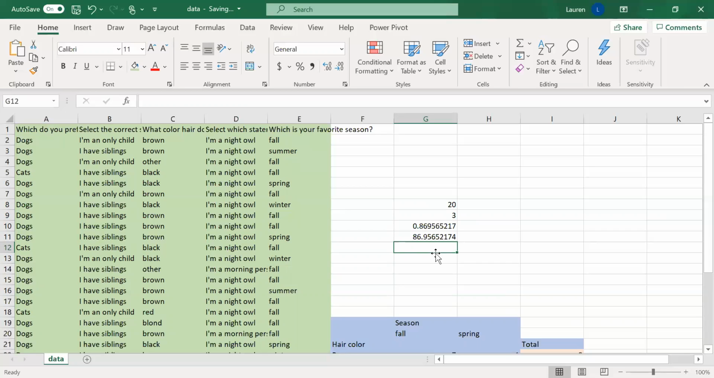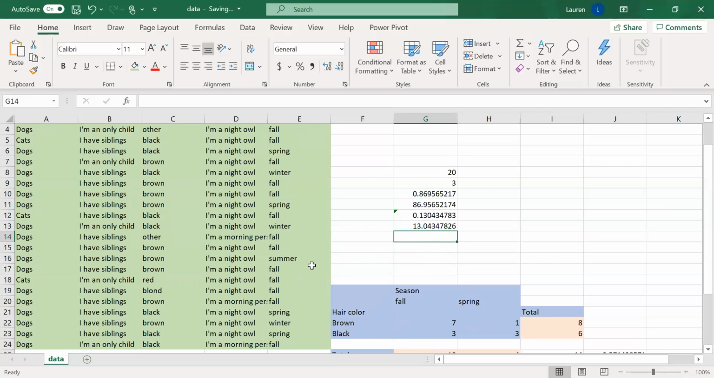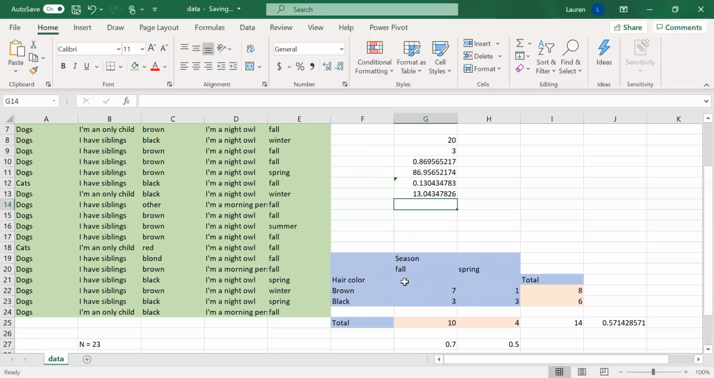One thing that we could do is we could take 100%, subtract this number to get our percentage that preferred cats, or what I'm going to do is take our 3 divided by our total sample size of 23 to get our proportion that preferred cats, and then I could also multiply this by 100 to get a percentage. So just over 13% preferred cats.